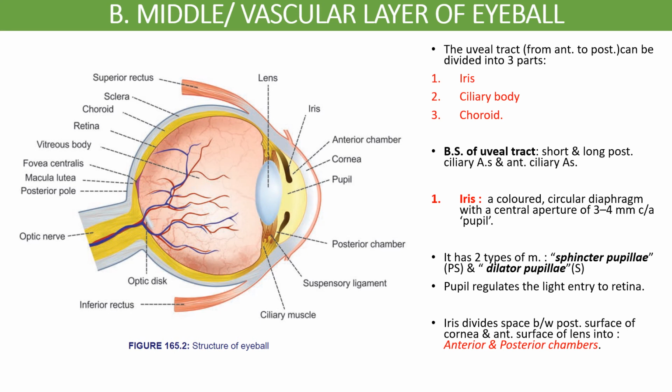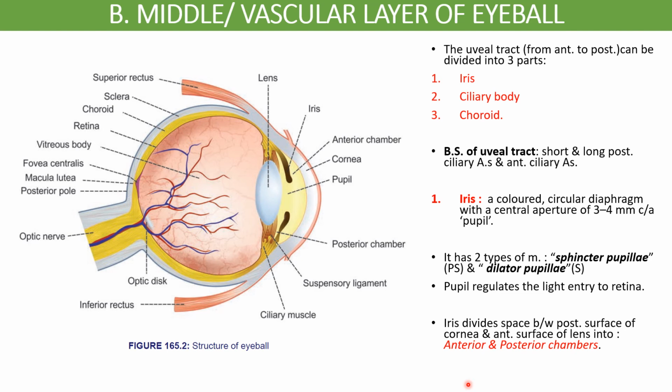Next is the middle or the vascular coat of the eyeball. This middle coat of the eyeball is also known as the uveal tract and from anterior to posterior can be divided into three parts, namely the iris, the ciliary body and the choroid. Since it is a vascular layer, the blood supply to this part comes from the short posterior ciliary arteries, long posterior ciliary arteries and anterior ciliary arteries.